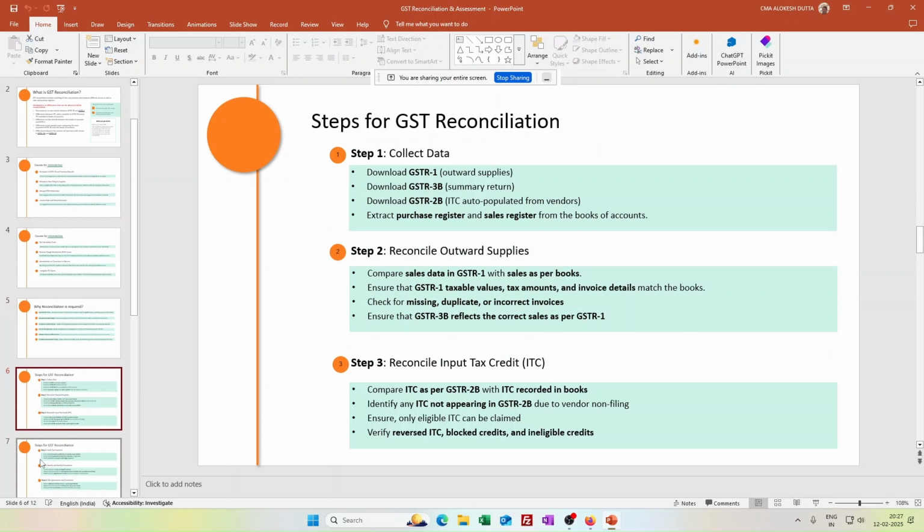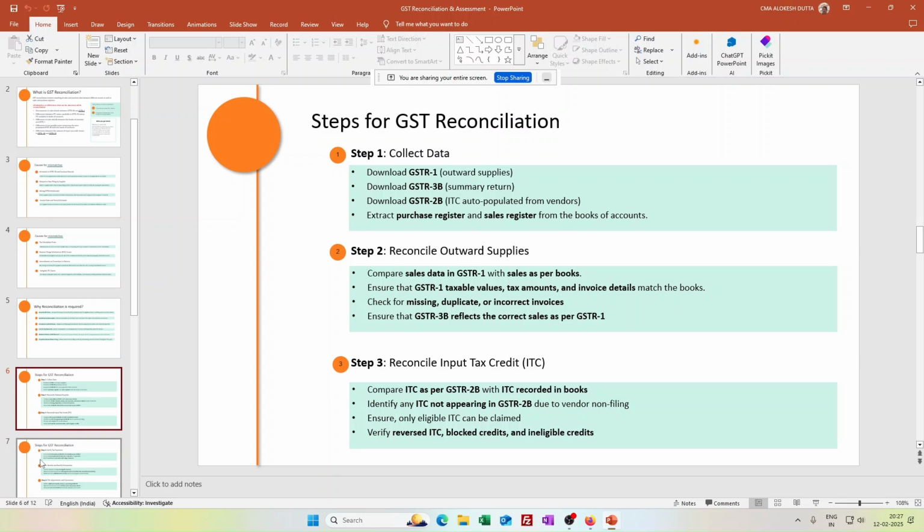So now I am coming to the GSTR reconciliation. What are the different steps of GSTR reconciliation? Number one, collection of data: GSTR 1, GSTR 3B, GSTR 2B, and extract from purchase register and sales register. These are the basic documents.